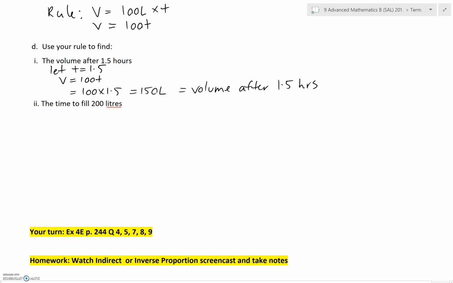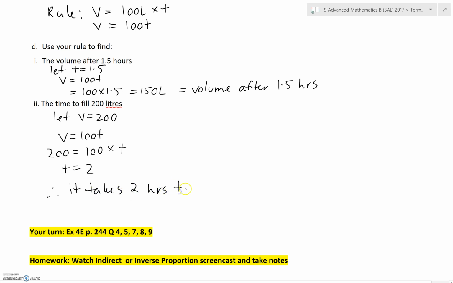Same as last time, but this time we've got an amount for volume. So our volume is 200. We substitute that in: write the rule first, then substitute in, so 200 equals 100 times T. T equals 200 divided by 100, so T equals 2. We should write a sentence. Therefore it takes 2 hours to fill 200 litres. So that is what directly proportional means.